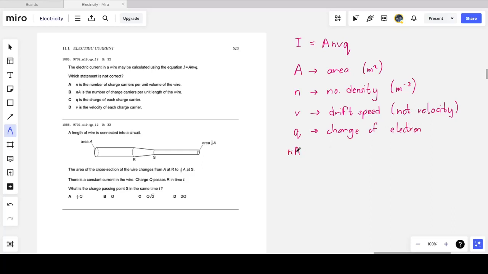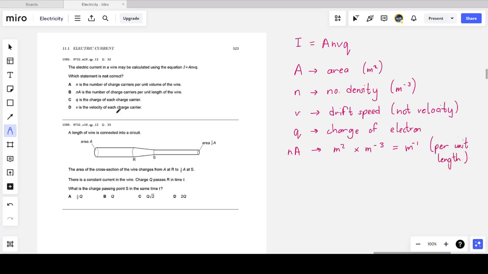But what about nA? One of the options is nA. Well, if I take per cubic meter and I multiply it by square meters, what do I get? I get per meter. And so that gives me the number of charge carriers per unit length. So that actually does check out. It actually is the number of charge carriers per unit length.